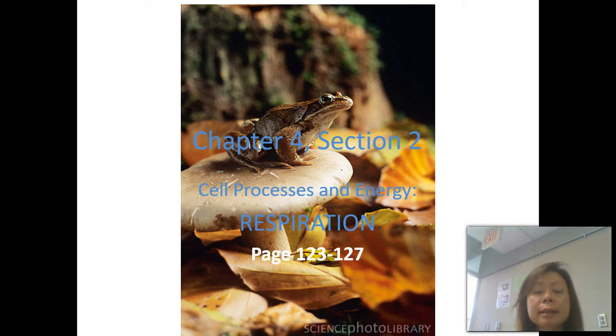Today we're going to be talking about Chapter 4, Section 2, and the topic is Cell Processes and Energy Respiration. It begins on page 123 and goes all the way through 127.